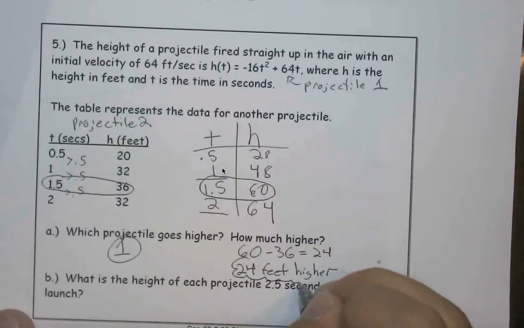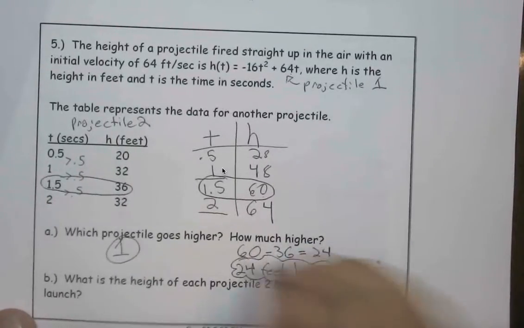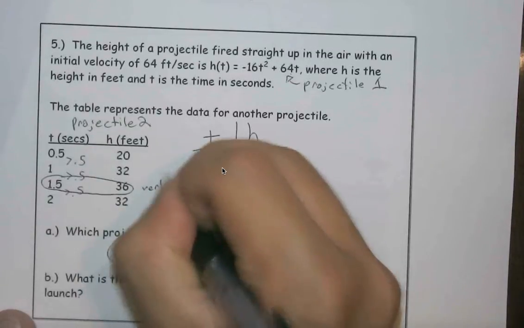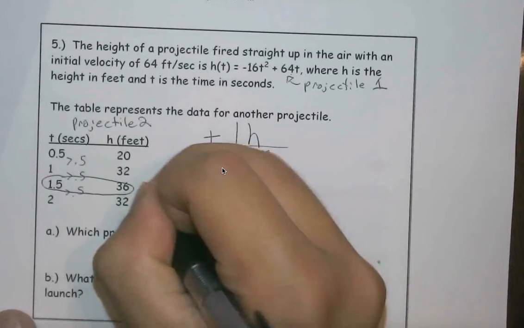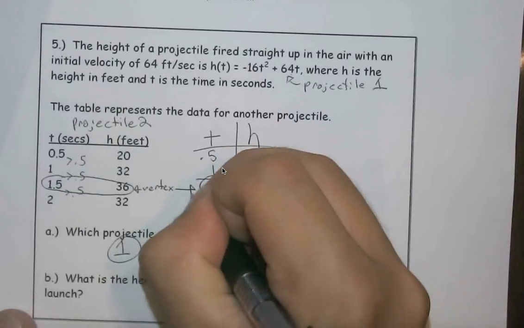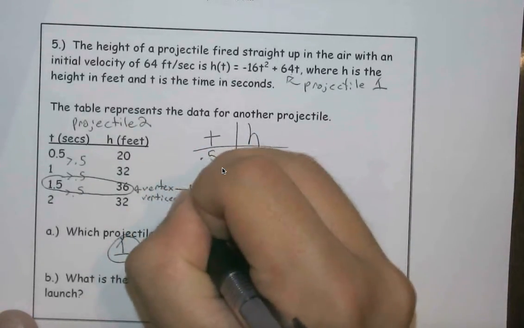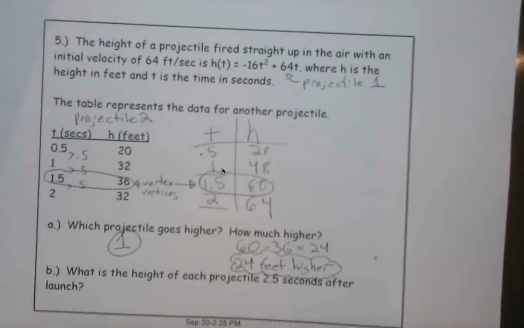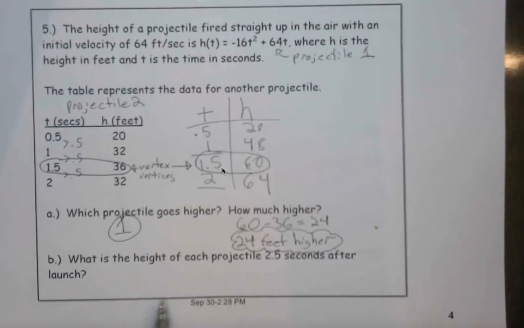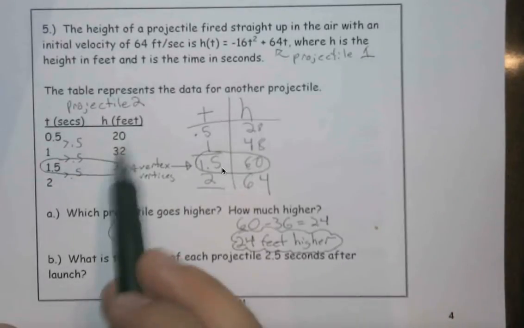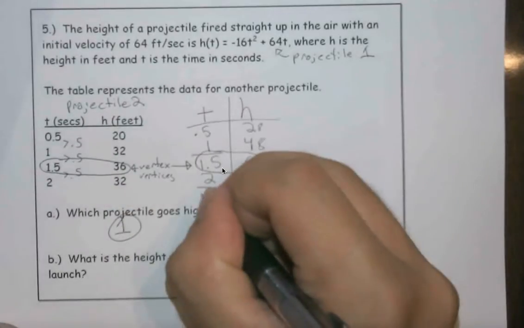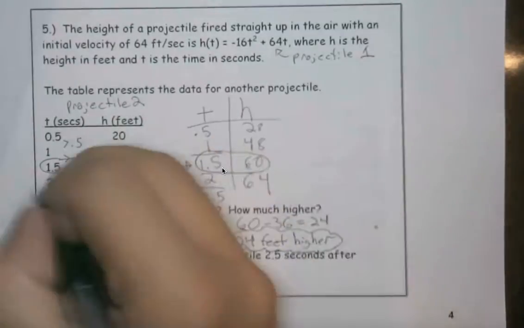And this is really measured at the vertex. So let's make a note on this. These are both vertices, rather. So in addition to that, they ask us, what is the height of each projectile 2.5 seconds after launch? Well, we can hopefully see that this pattern is going to continue moving in 0.5 if we want it to.